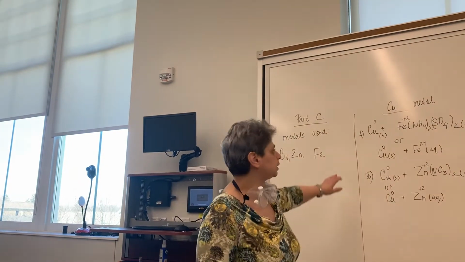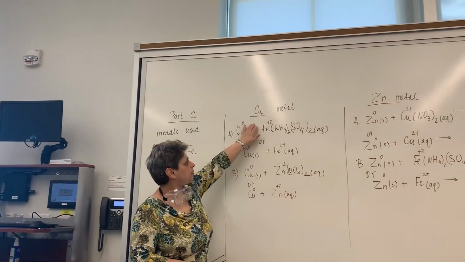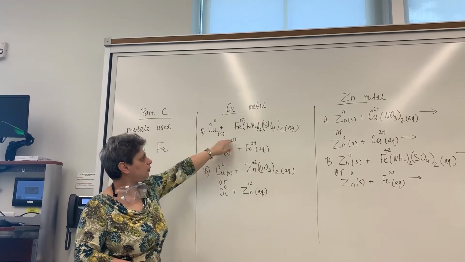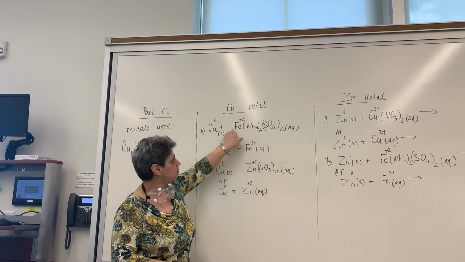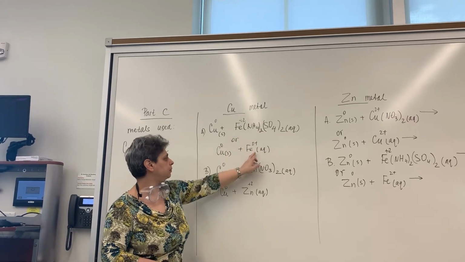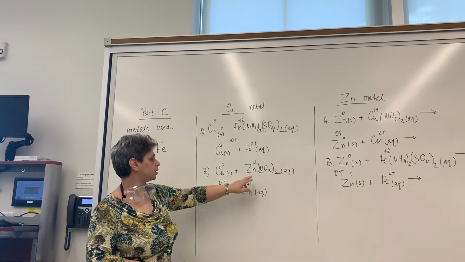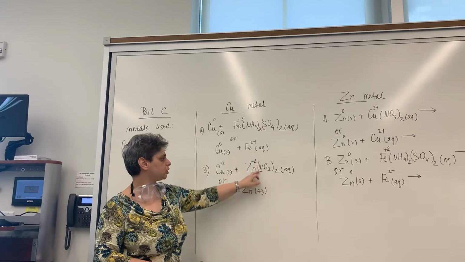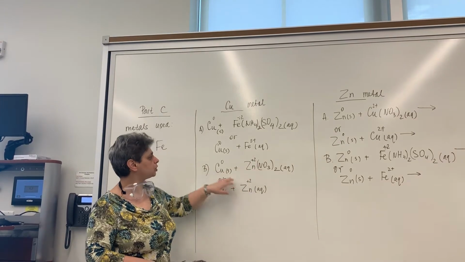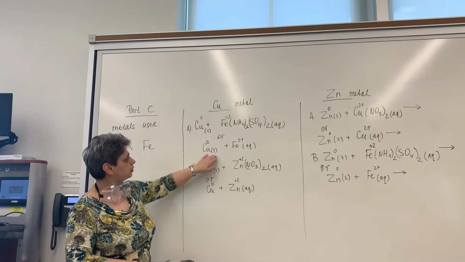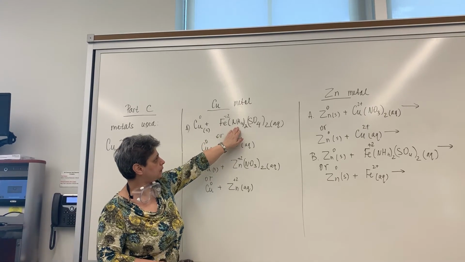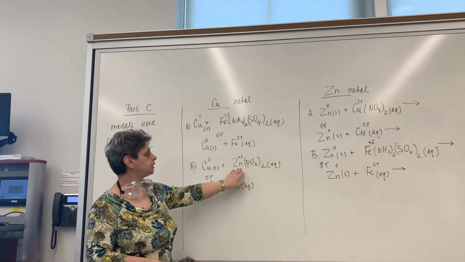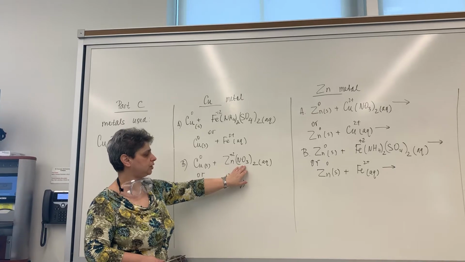So first we're going to look at copper metal. I have copper metal here, which we're combining with 2 different salts. One is ferrous ammonium sulfate, which is a source of ferrous ion, Fe+2. And the second solution we're combining metallic copper with is zinc nitrate, which of course is a source of zinc +2 ion. So the question is, will copper be able to replace iron from ferrous ammonium sulfate salt? And will copper be able to replace zinc from zinc nitrate?